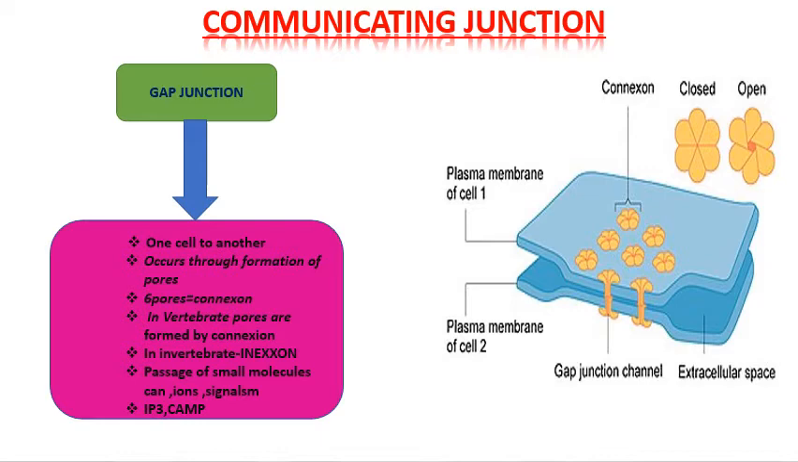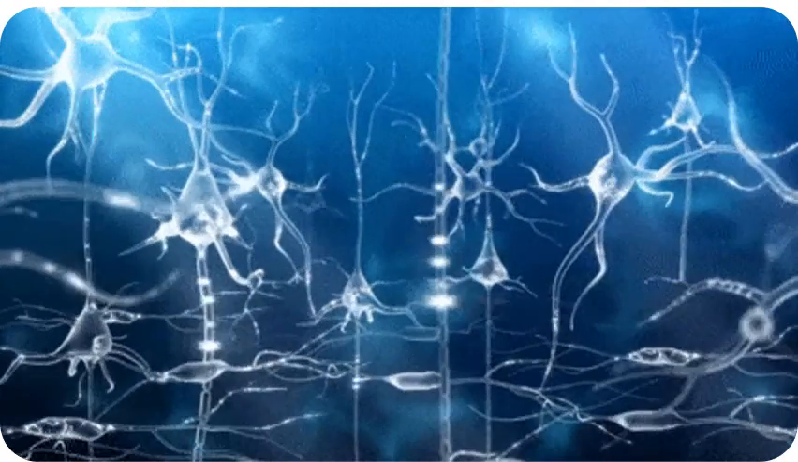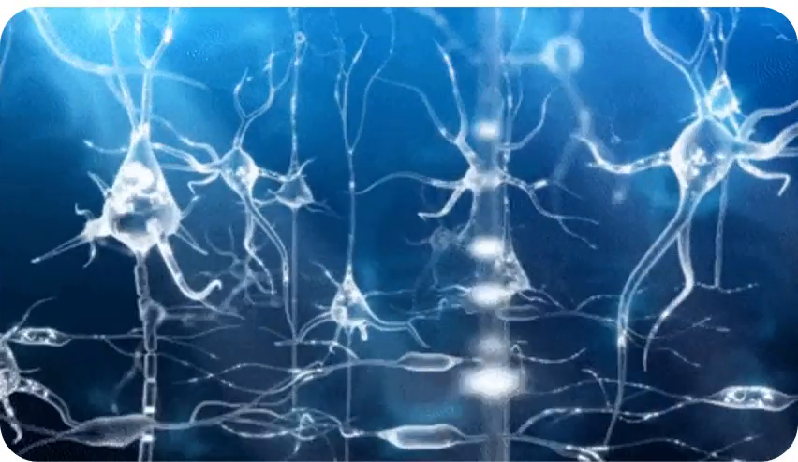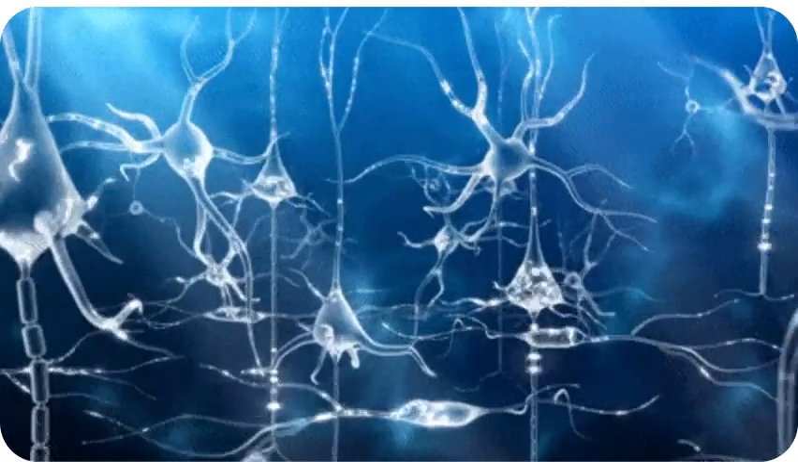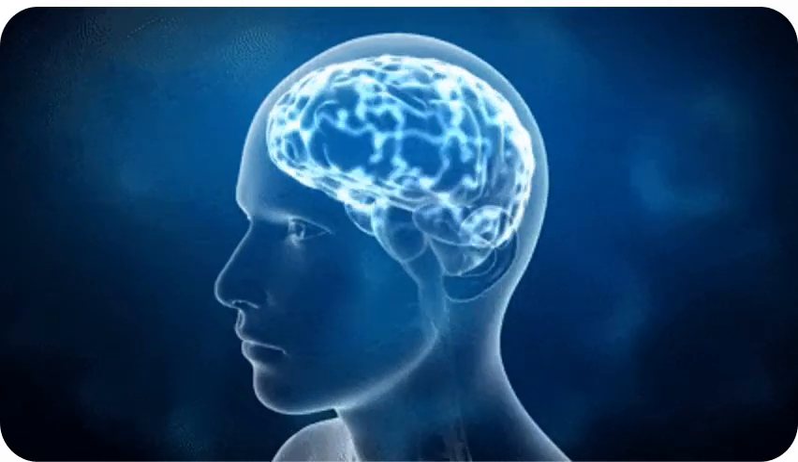In vertebrates, the pores are called connexons, and in invertebrates, the pores are called innexons. Here you can see a beautiful animation of brain cells, that is, the neurotransmission that takes place inside the brain cell, where the electricity passage actually happens due to the gap junction.